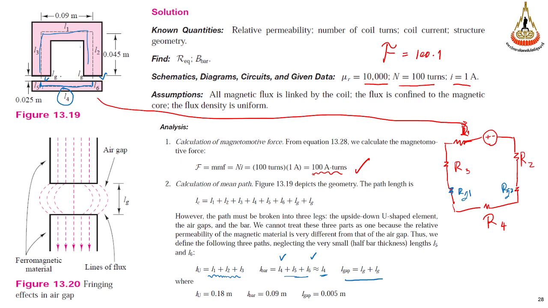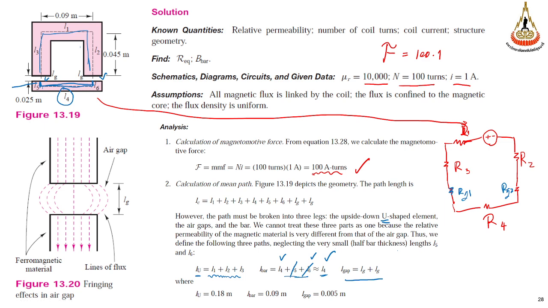LG is here. L1, L2, L3 make up LU, the upper bar and the lower bar, and this is the bar. U-shape. LU is the length of the U-shape, and L-bar is the length of the bar, right? In fact, the magnetic flux flows like this. This is a very small part. We neglect L5 and L6 right here and approximate to L4.